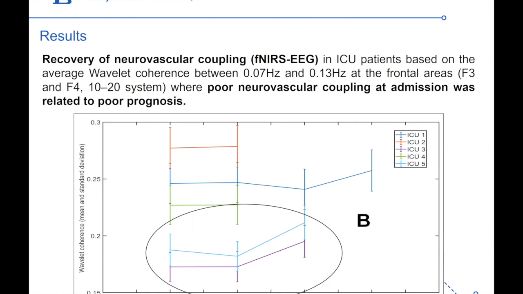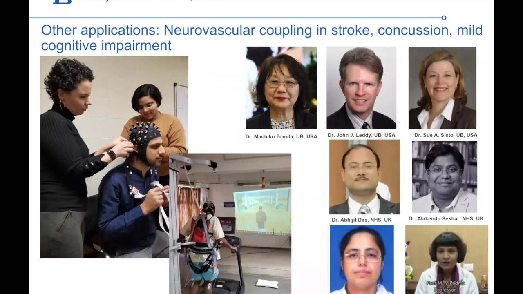We are collecting data. But this is something we think is important for the application of neurovascular coupling in the prognosis of recovery from an unresponsive state in acute brain injury. This is the data that we have, and all of this is now under review.